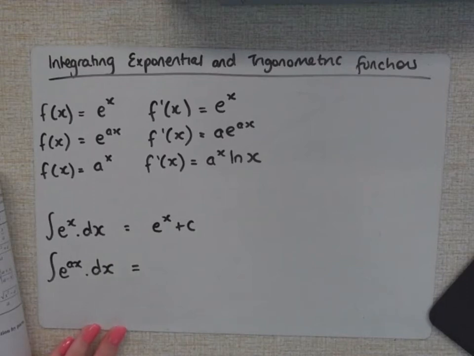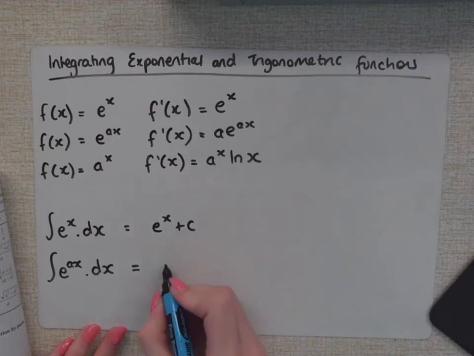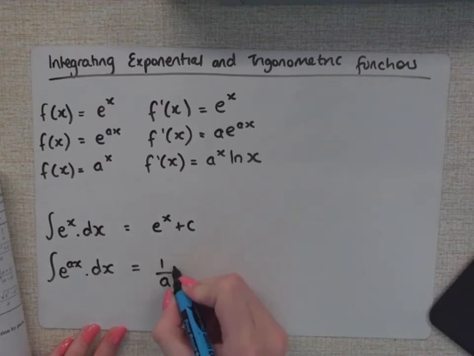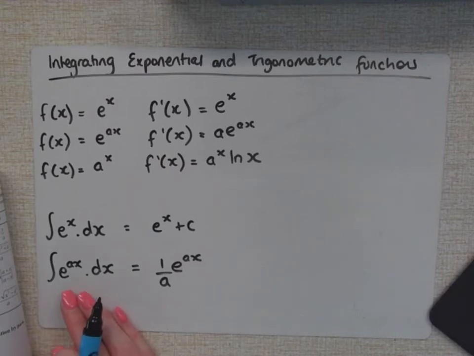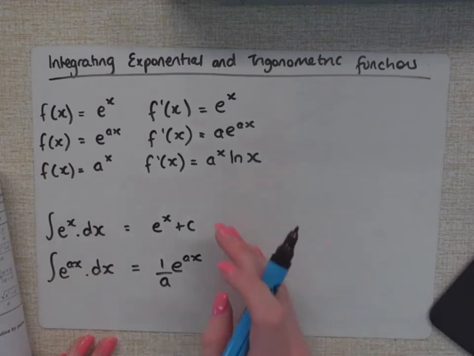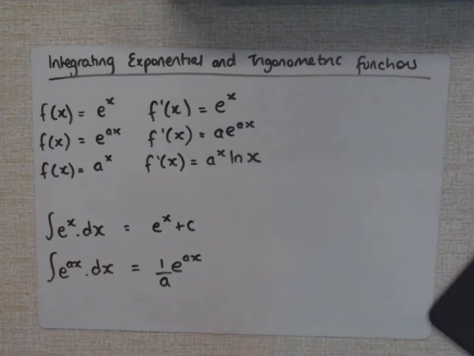Integrate e to the power of ax. So that's going to be 1 over a e to the ax. Okay? You're going to divide by your new power. Remember when we're integrating, just normally we increase our power by 1 and divide by the new power. Same with this. I'm not increasing my power though because it's e to the power of ax. Rules, just rules. Don't even have to learn them off. Don't forget your plus c.